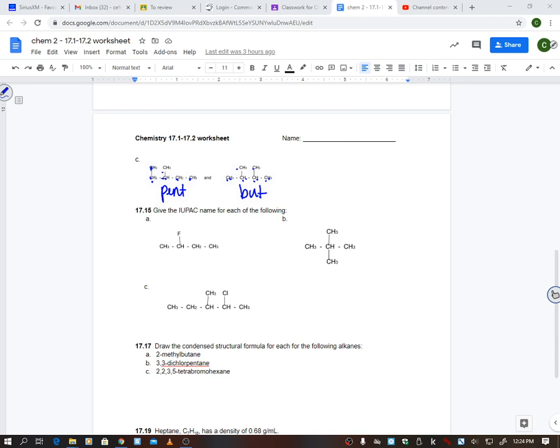Sorry about that, guys. All right, they have the same number of carbons. So they are isomers. They are not the same thing. They are different, but they have the same number of carbons and hydrogens.